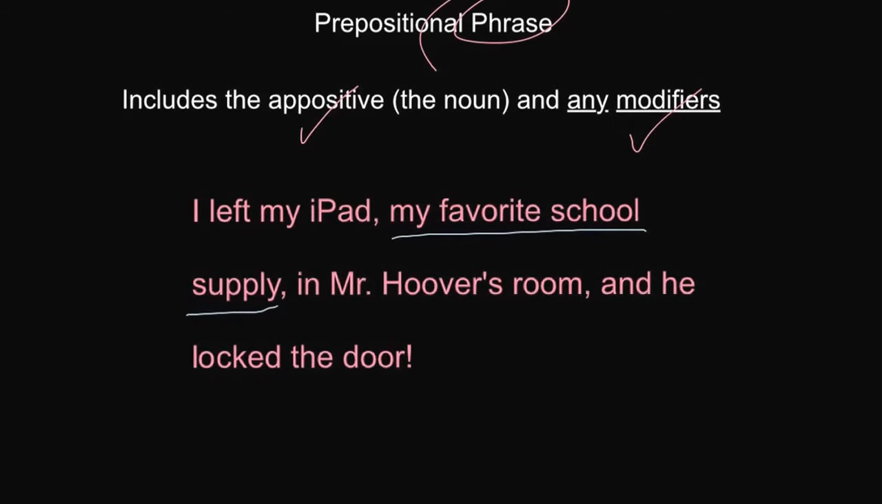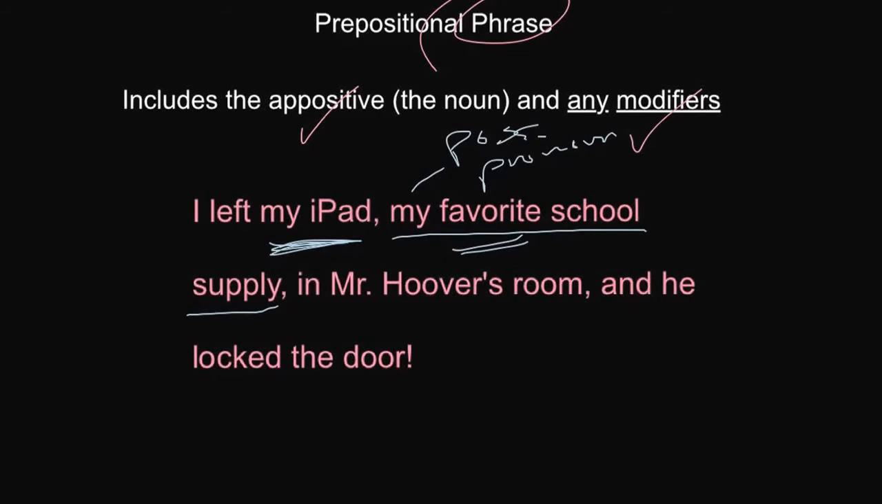I'm not sure. So here's the subject of my sentence, my iPad, right? Actually, technically the subject is I, but when we're talking about what the appositive is renaming, the appositive is renaming the iPad, right? My favorite school supply. So this starts with a possessive pronoun, right? Which can sometimes help you find an appositive if you're looking for one. It has favorite in here, right? So favorite is actually not a noun. Imagine that. It's an adjective.